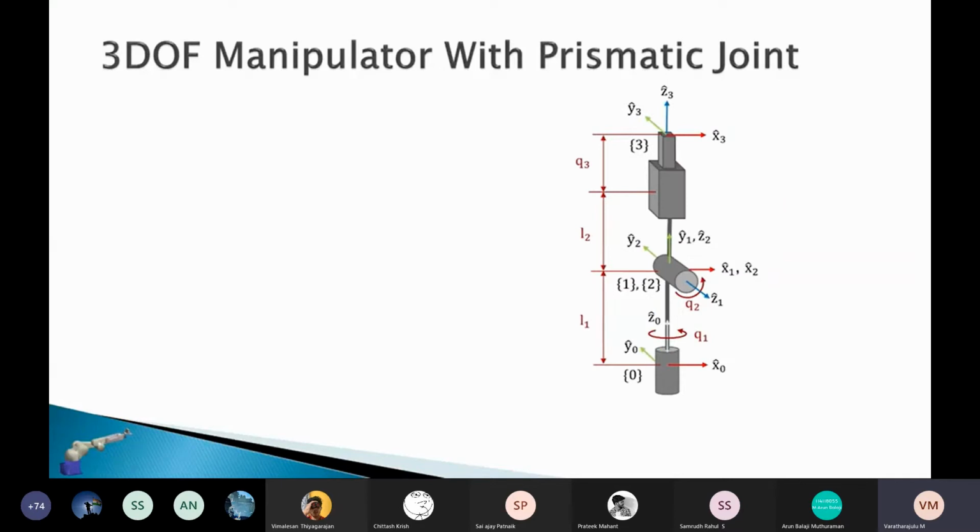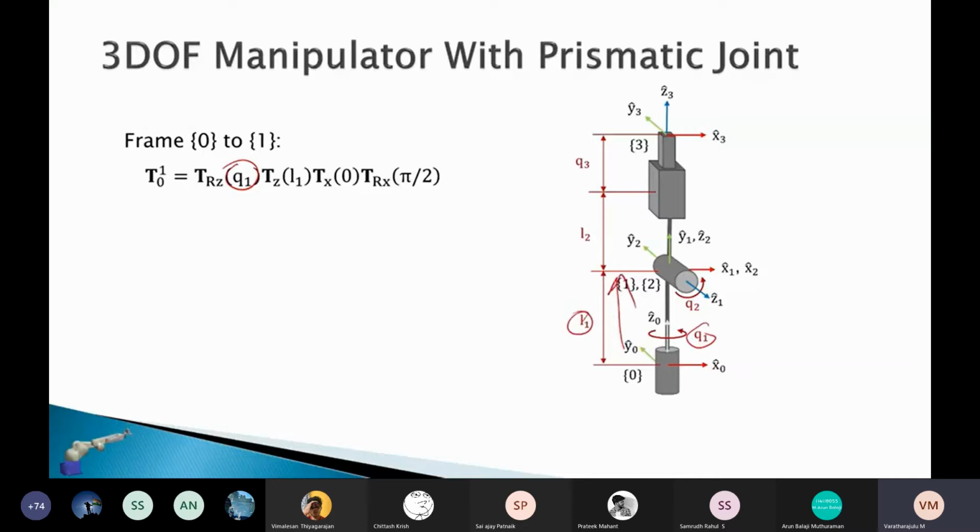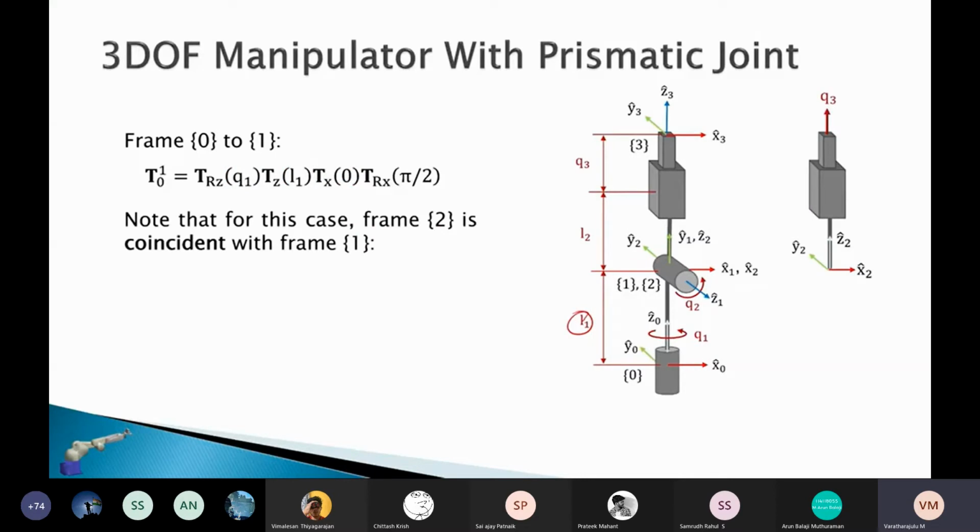So let's consider this 3-DOF manipulator with a prismatic joint. So from frame 0 to 1, it's the same. We have rotation about the z-axis by q1, translation up z by L1. We don't need to translate about x, so this will be a 0. And then we have to rotate by pi on 2 to get the 2 frames in alignment.